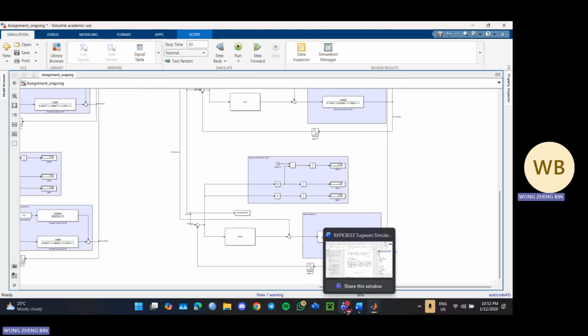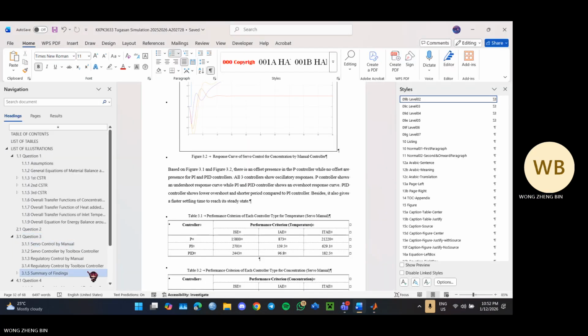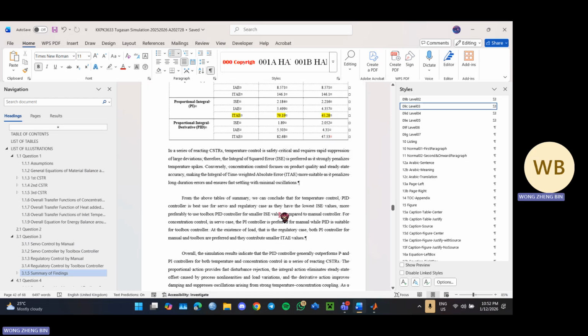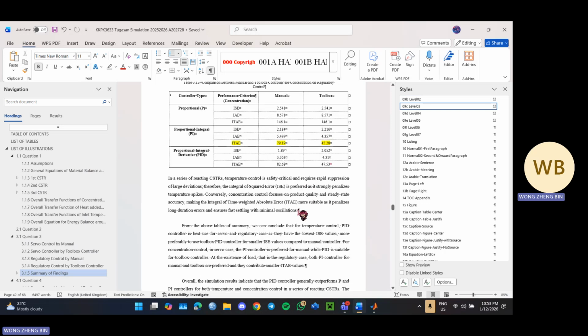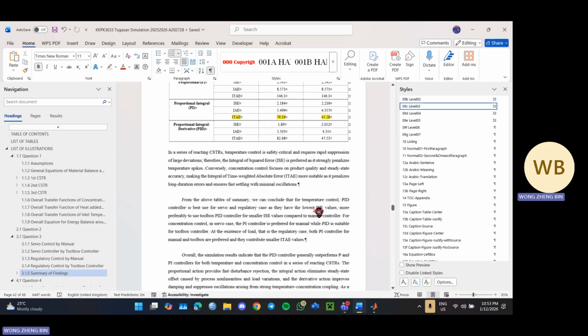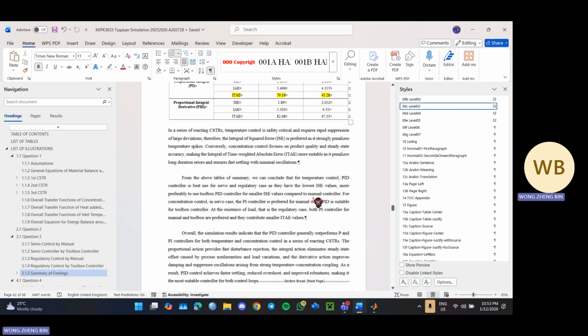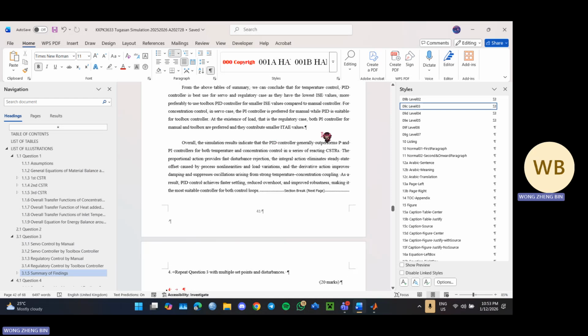Okay. So this is for question 3. The summary of this finding is basically the PID controller is generally better in all cases, because even though for temperature control it's better to have a lower ISE value, and for the concentration a lower ITAE, overall the PID controller can get these two values at a lower rate instead of P and PI. So basically, just use the PID controller.